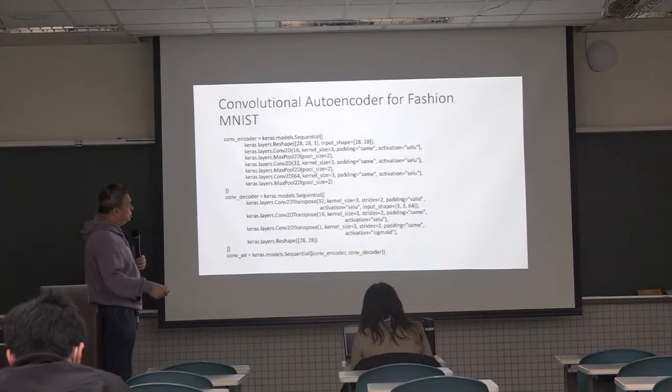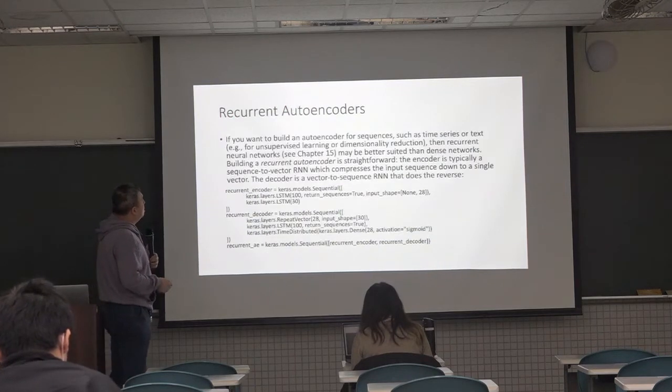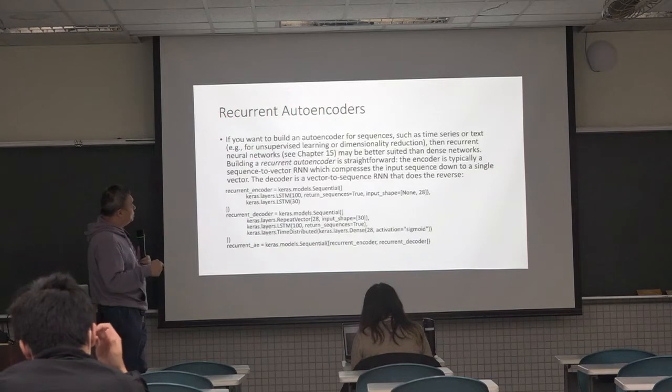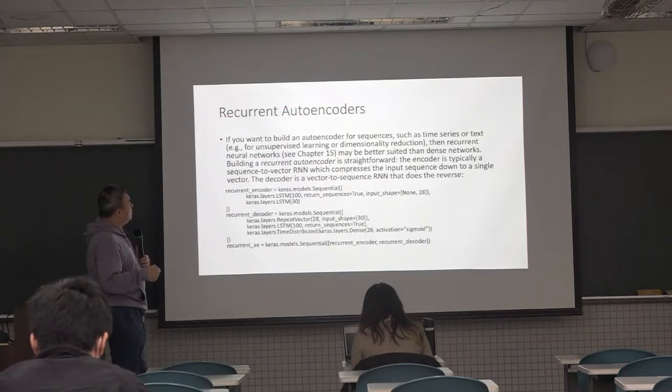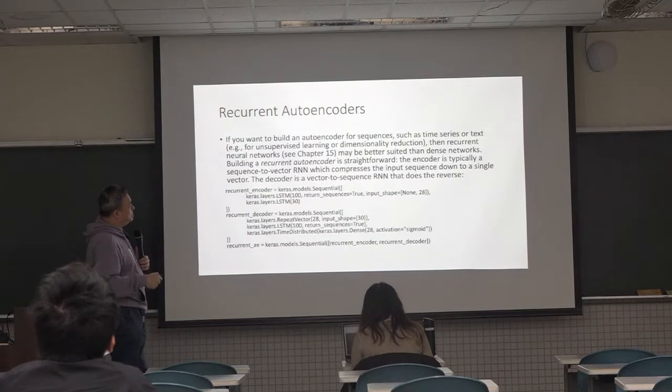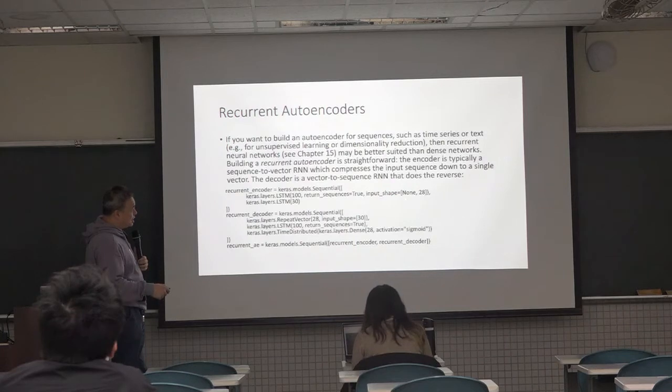Hopefully this is not too difficult to understand. We can also have a recurrent autoencoder. Say you want to build an autoencoder for sequences, such as time series or text. Then we could use a recurrent autoencoder, because recurrent neural networks will be better for that. Here we have keras.layers.LSTM 100, return_sequences equal to True, input shape is None, 28.